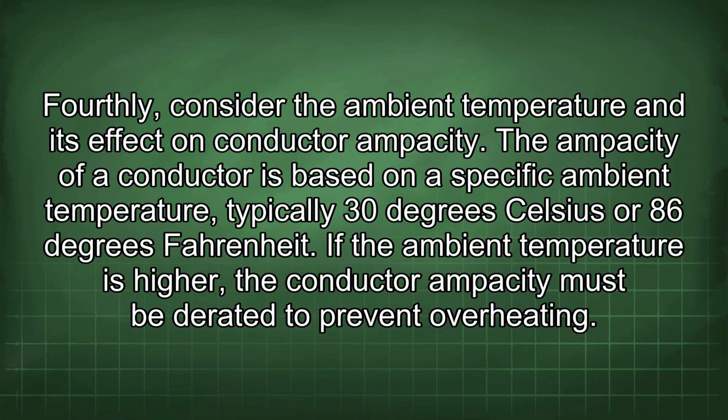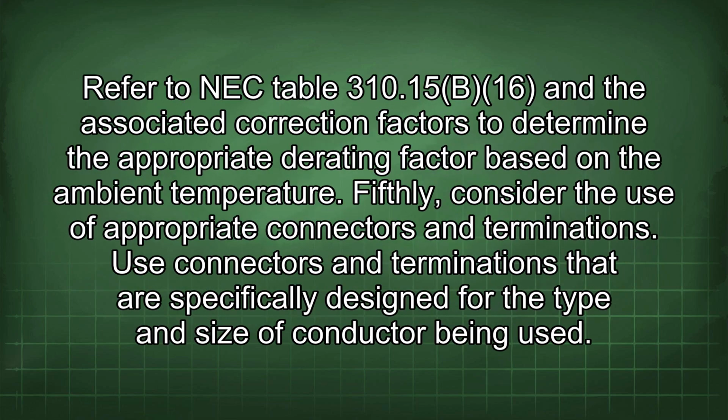Fourthly, consider the ambient temperature and its effect on conductor ampacity. The ampacity of a conductor is based on a specific ambient temperature, typically 30 degrees Celsius or 86 degrees Fahrenheit. If the ambient temperature is higher, the conductor ampacity must be derated to prevent overheating. Refer to NEC Table 310.15(B)(16) and the associated correction factors to determine the appropriate derating factor based on the ambient temperature.